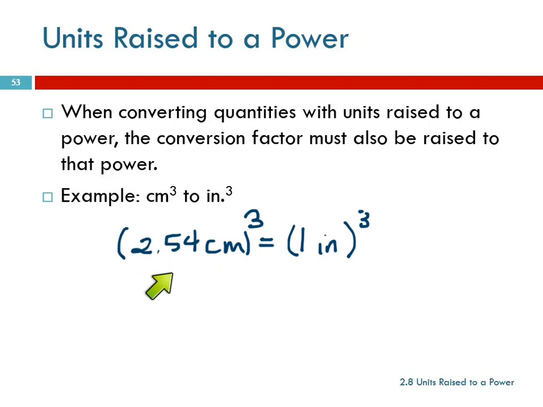The number gets cubed and the unit gets cubed. A common mistake is to forget to apply the power to this number. So this ends up being 2.54 cubed cubic centimeters. What is 1 cubed? It's just 1. Equals 1 cubic inch.